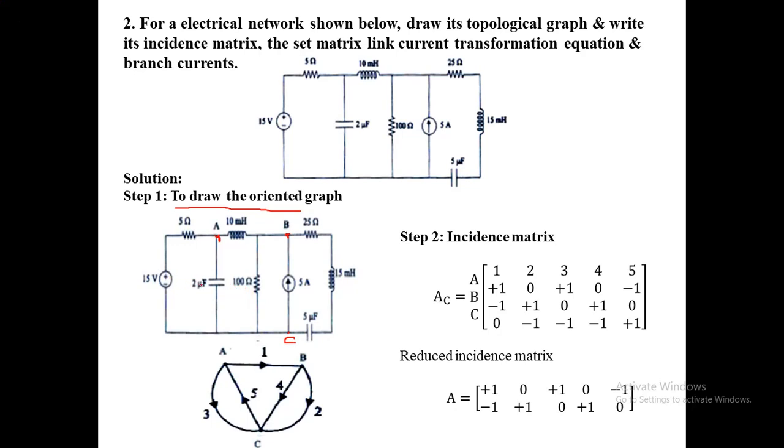These remaining components, 5, 1, 2, 3, 4: these 4 components are connected at this same point. I have marked this as C. Next we have to draw the oriented graph. For that, I have marked this as node A, this is node B and this is node C.